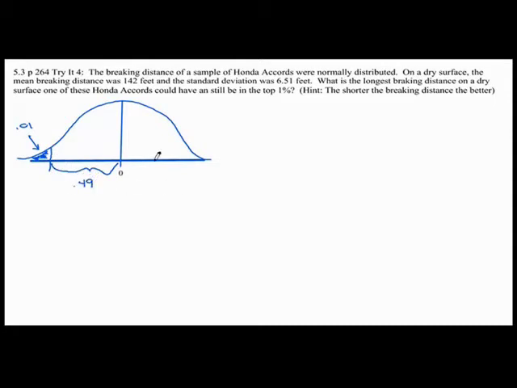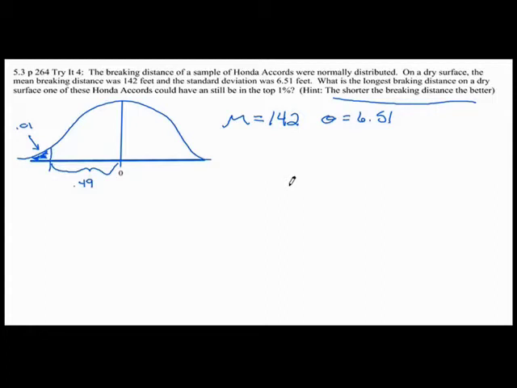So if we draw our curve here, then the top 1% is actually going to be this little bitty 1% down here because we want to get a negative z so we can get a smaller number. And this is going to be 0.01. When we look up the alternative method, we're actually going to look for this percent here between 0 and z to find our z, which is 0.49. And so what they've given us here is that the mu is equal to 142 and the standard deviation is equal to 6.51. And we're not forgetting that the shorter the braking distance, the better, so we're actually going to have a negative z here.